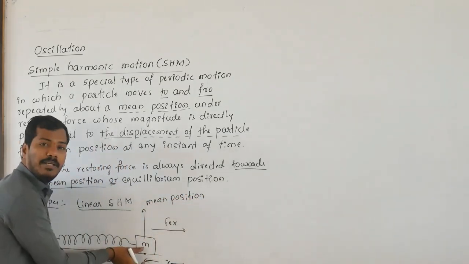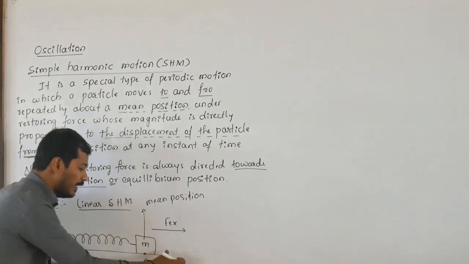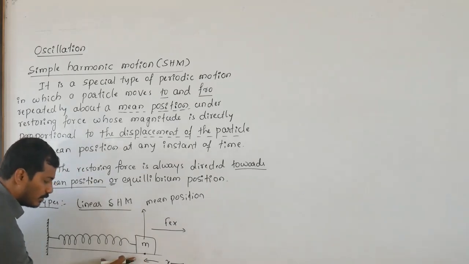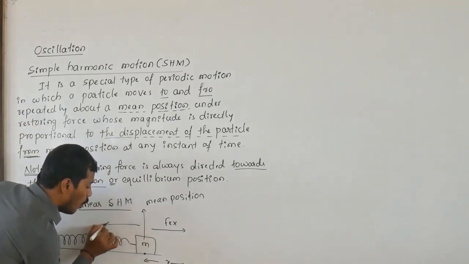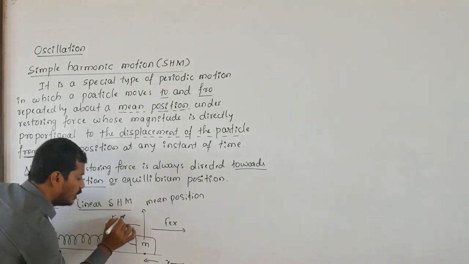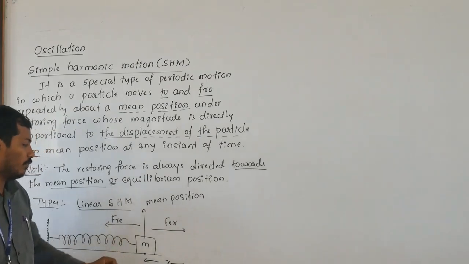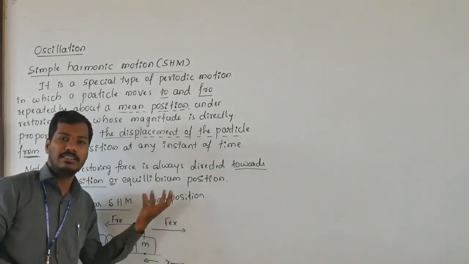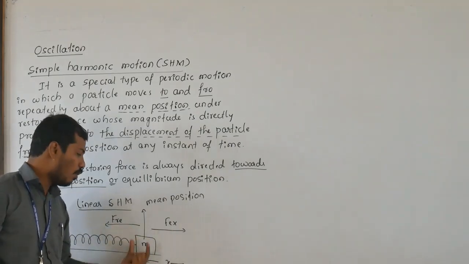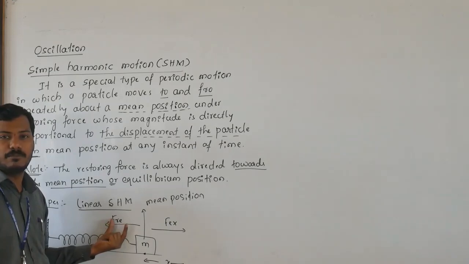It repeats its mean position and it covers the same displacement on the other side. Here also, it covers the same displacement. It is due to what? It is due to the restoring force. It means when the external force is just removed, the body is under the action of that restoring force.